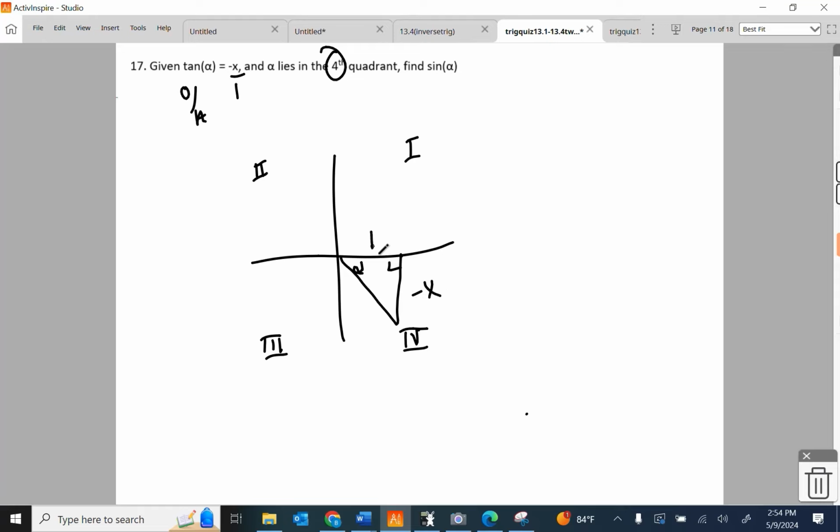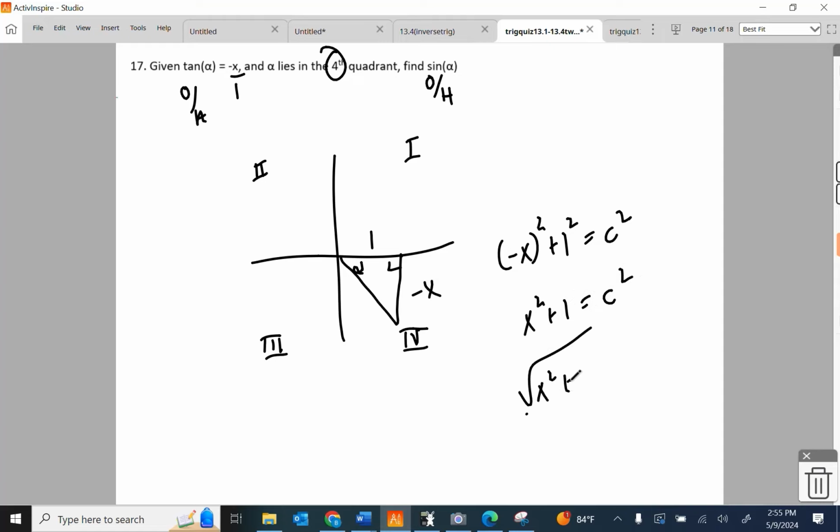Opposite over adjacent. We're going to do a little bit of Pythagorean theorem because sine is opposite over hypotenuse. So we're going to be like a negative x squared plus a 1 squared is c squared. That's x squared plus 1 is c squared. The opposite of squaring is square rooting. And there is my hypotenuse.